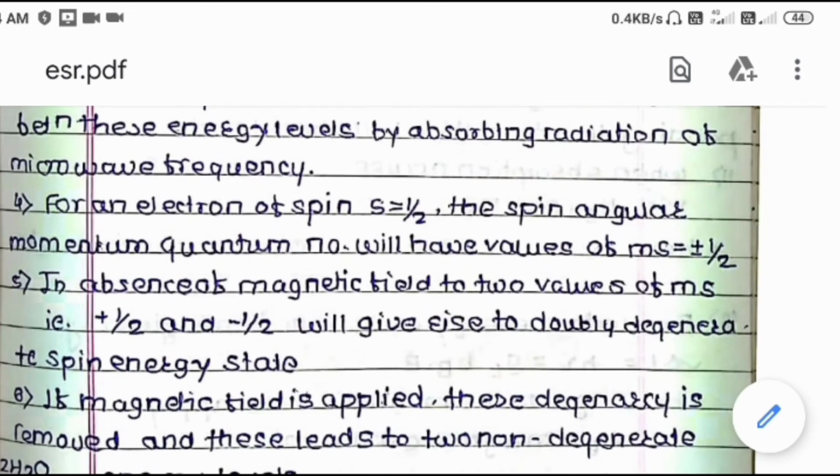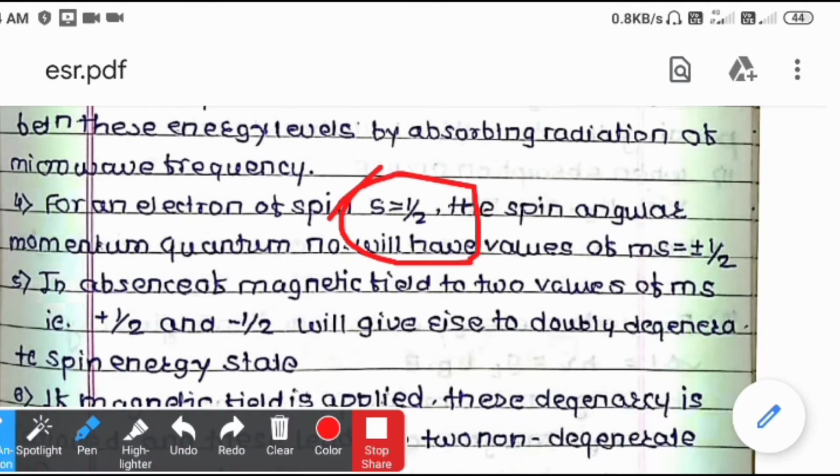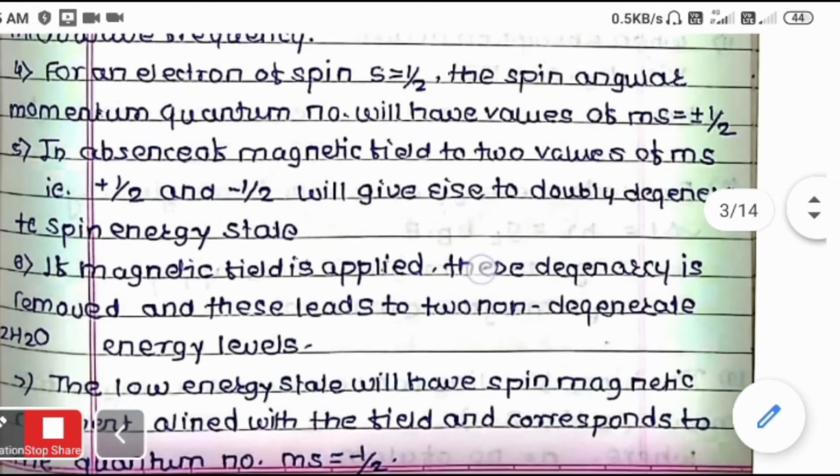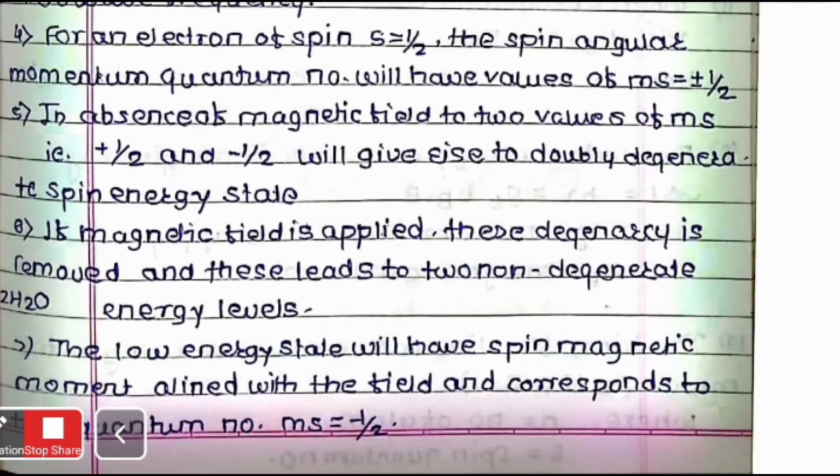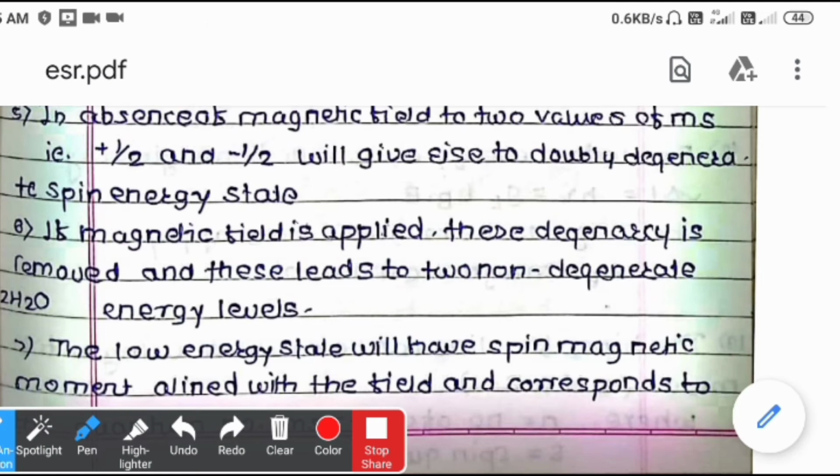So for ESR we use microwave radiation, and for an electron the spin value comes out to be 1 by 2. The spin angular momentum quantum number will have the values plus 1 by 2 and minus 1 by 2. In the absence of an external magnetic field, the ms value, the magnetic quantum number, remains the same, that is, the degenerate state.